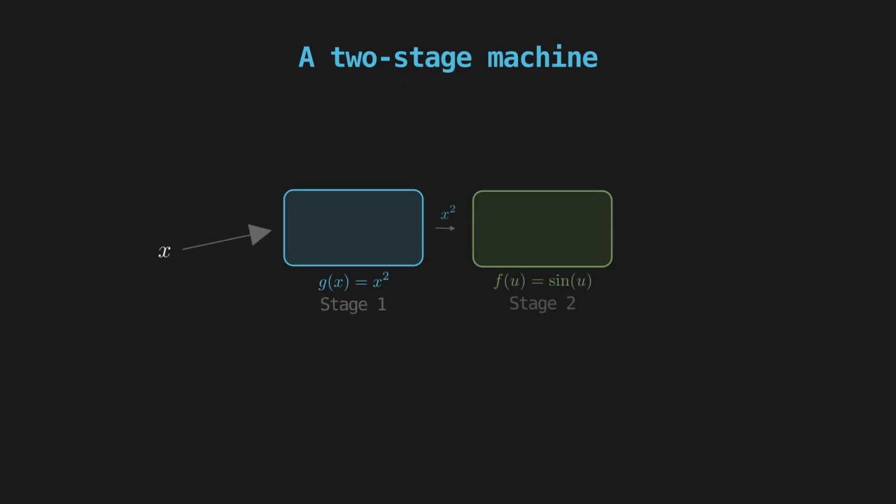Imagine a two-stage machine. Your input X goes into the first stage, G, which does something to it. Say, it squares it. Then that output feeds into the second stage, F, which takes the sine. So the whole machine computes sine of X squared. Now here's the question. If you nudge X by a tiny amount, how much does the final output change?